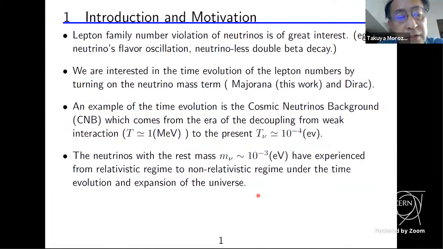In nature, an example of the time evolution is the cosmic neutrino background, so-called CNB, which comes from the era of decoupling from weak interaction, with corresponding temperature about 1 MeV, to the present temperature, about 2 Kelvin, which is 10^-4 eV. For example, a neutrino with the least mass, of order 10^-3 eV, has experienced the time evolution from the relativistic regime to the non-relativistic regime, which occurs through expansion of the universe.